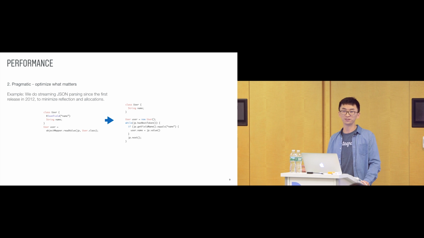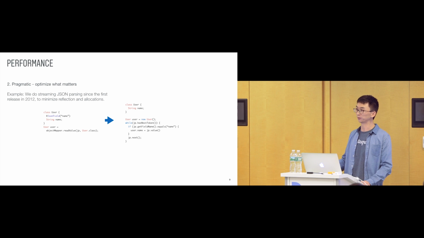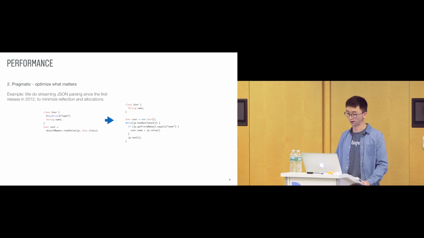You need to first build the app and see what's actually slow, instead of trying to guess what could be slow and doing a lot of premature optimizations.